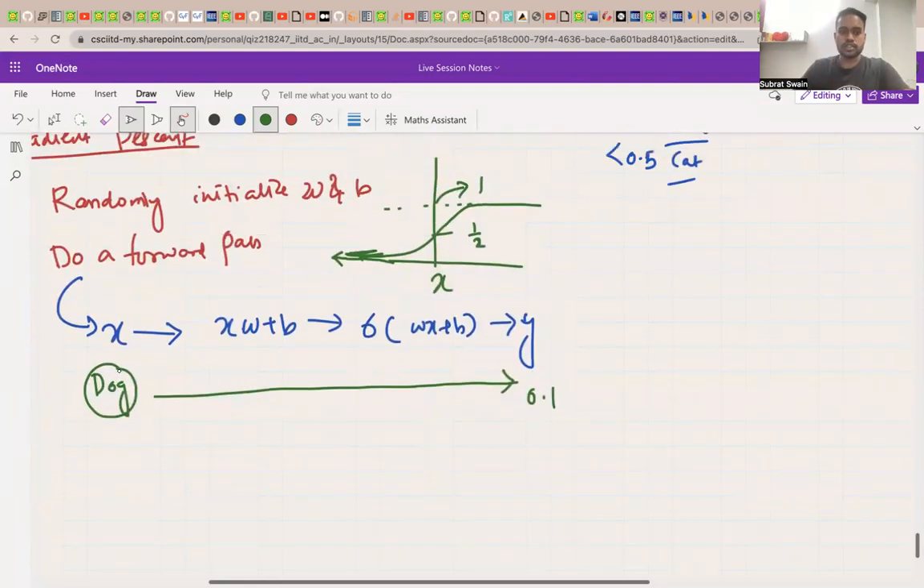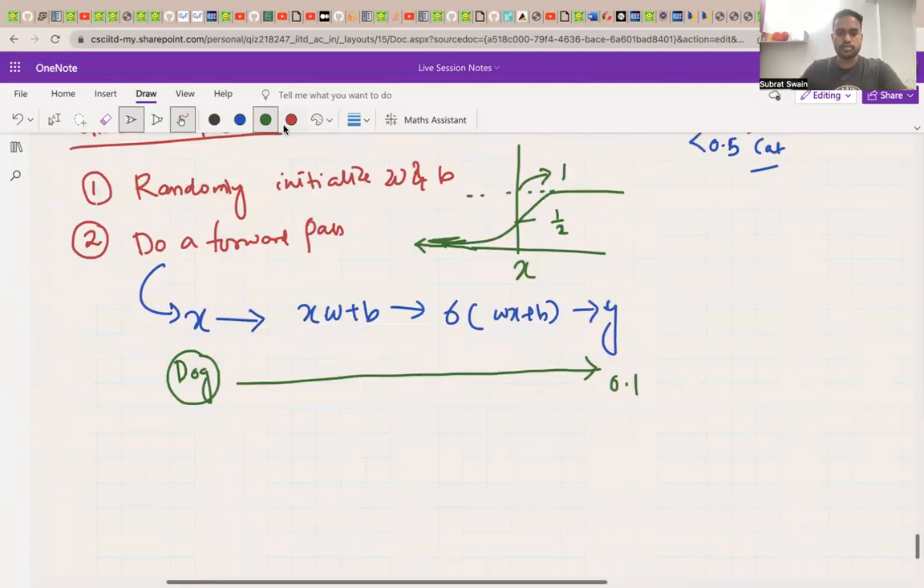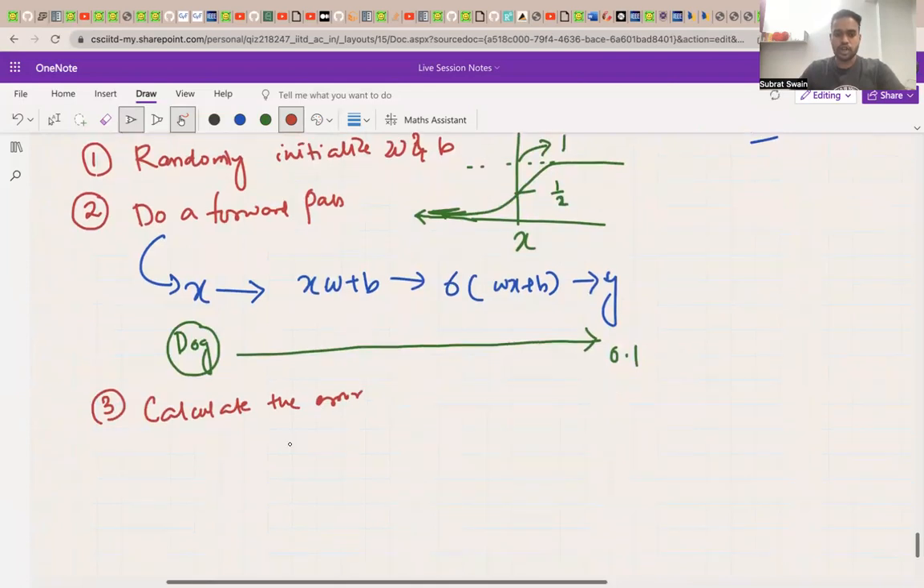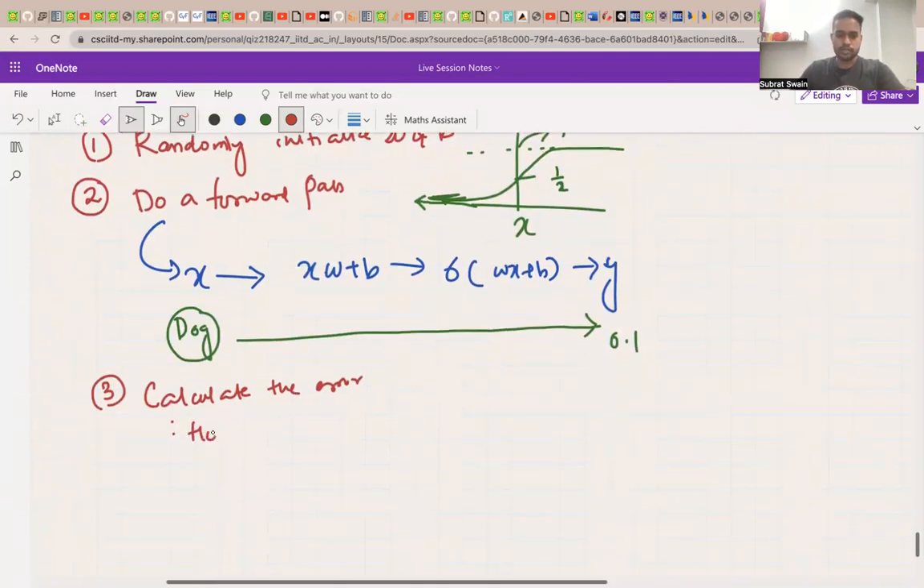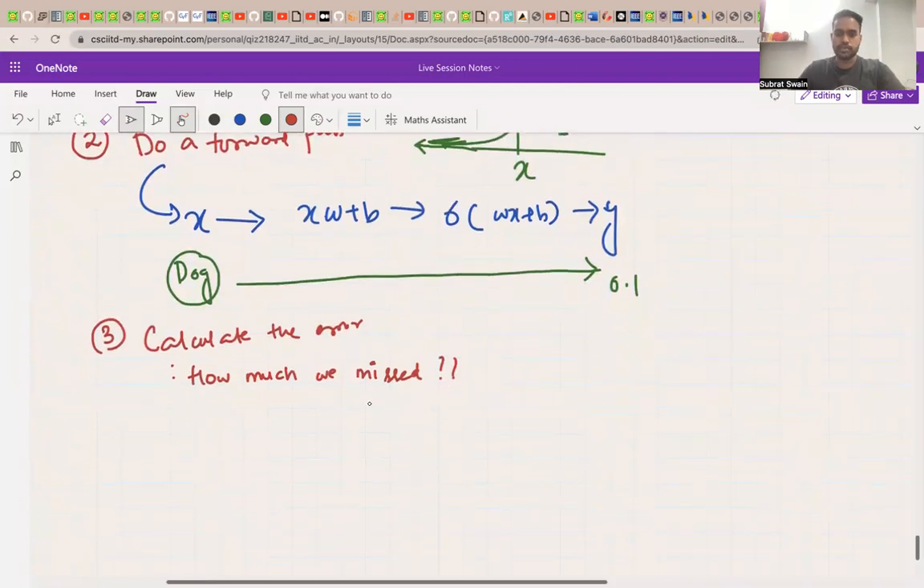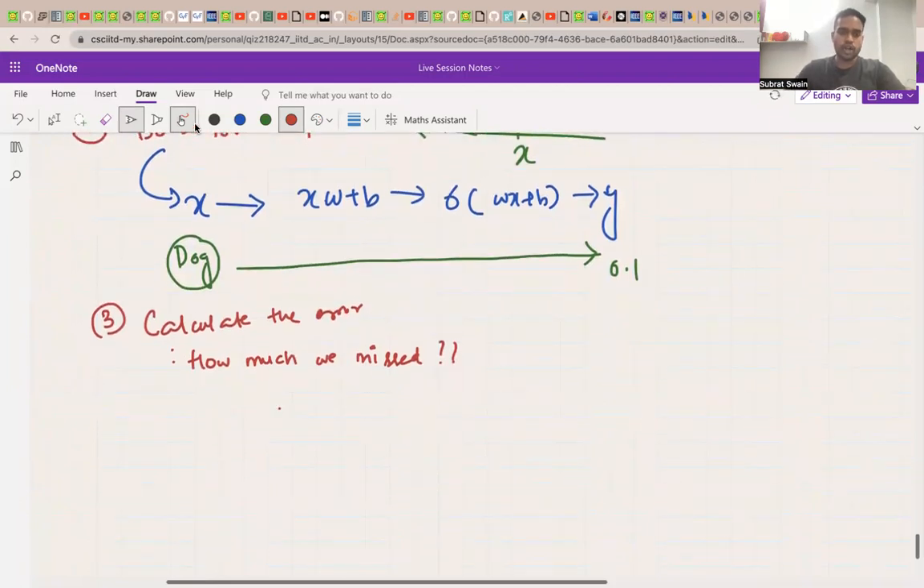Moving forward, the third step is to calculate the error, or how much we missed. The value for dog should be 1, but what did we get? We got 0.1. So how much did we miss? 0.9.